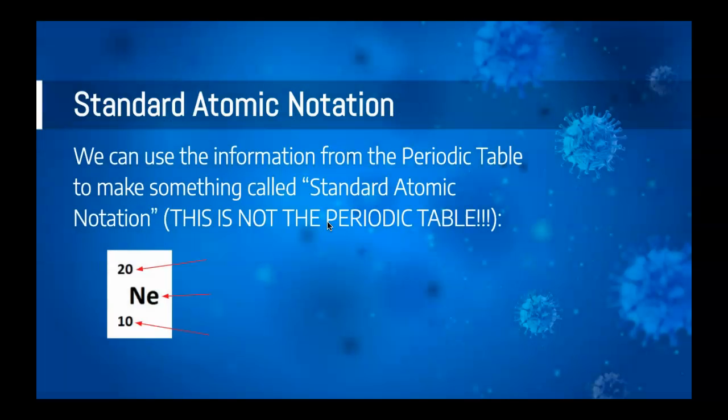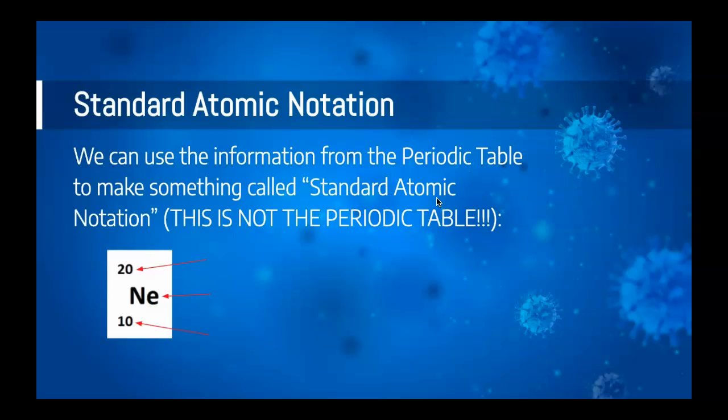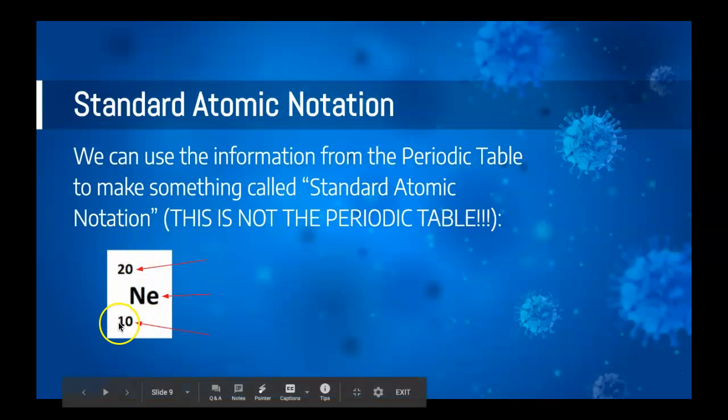All right? Now, next thing, something called standard atomic notation. If we were to look at our periodic table again, remember, these numbers can be in different places depending on what the periodic table looks like. So what we can do is take that information and set up what's called standard atomic notation. This is not the periodic table. This is just information we have taken from a periodic table.